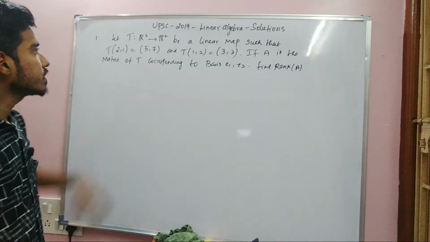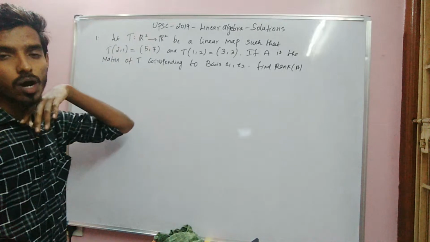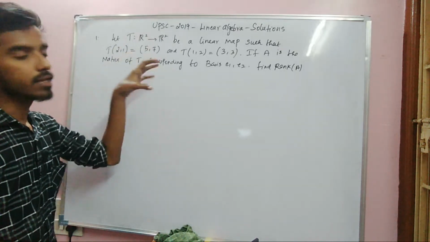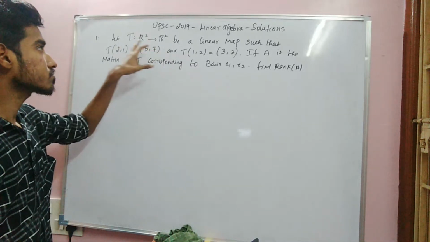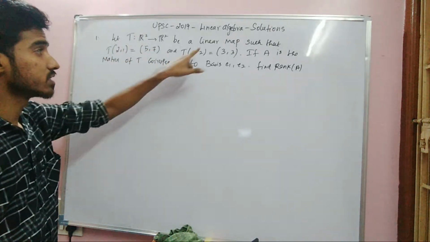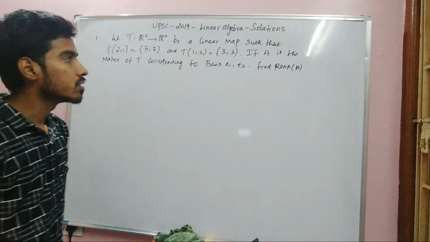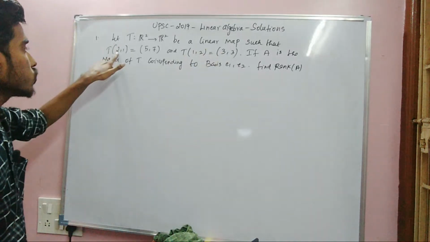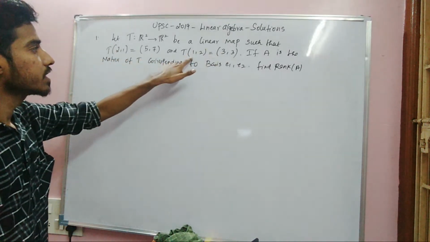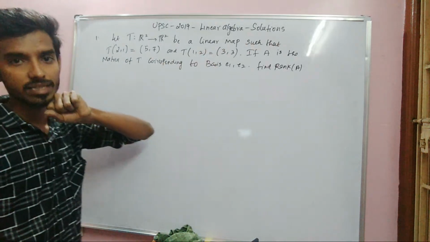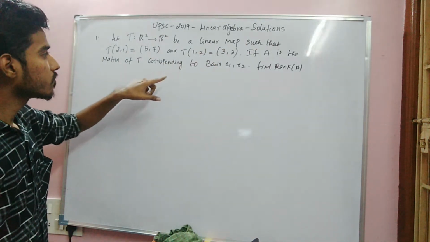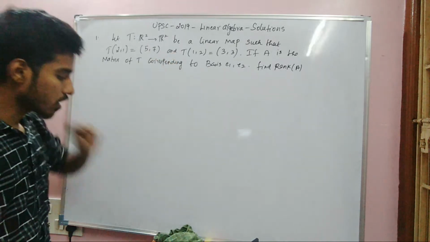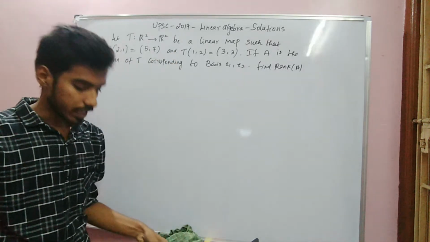It is given that T is a transformation from R2 to R2, so it takes a vector from R2 to a vector in R2. It is given that T is a linear map, and linear map and linear transformation are the same thing. It takes (2, 1) to (5, 7) and it takes (1, 2) to (3, 3). In general we need to find the matrix of this corresponding transformation.